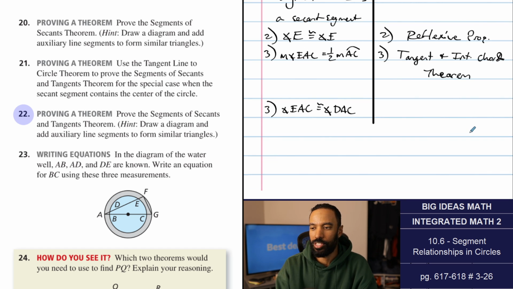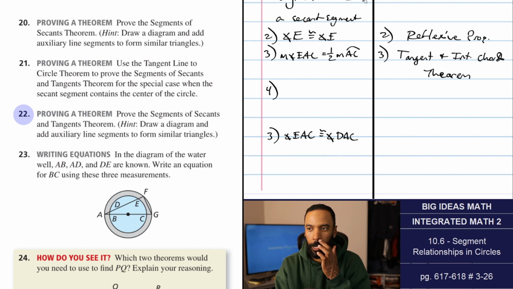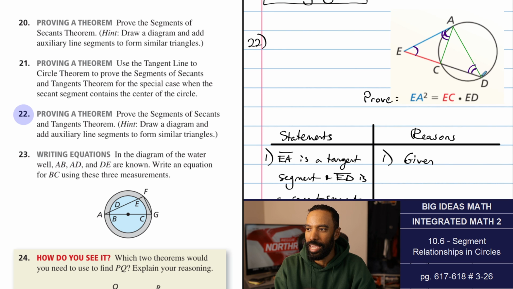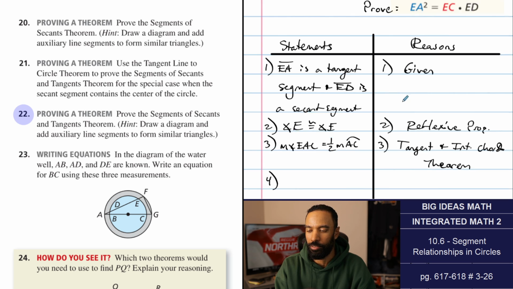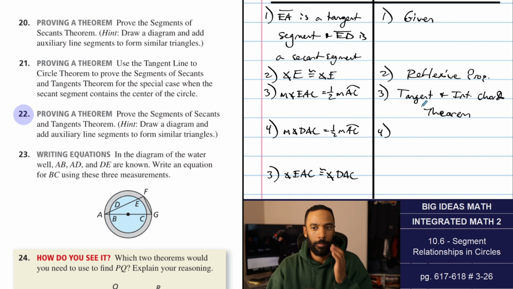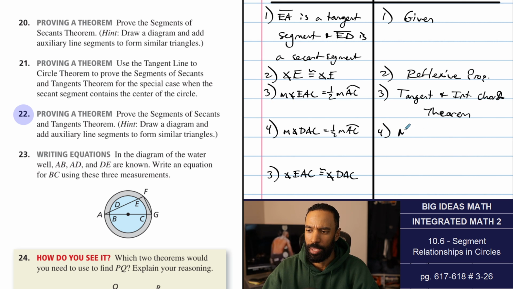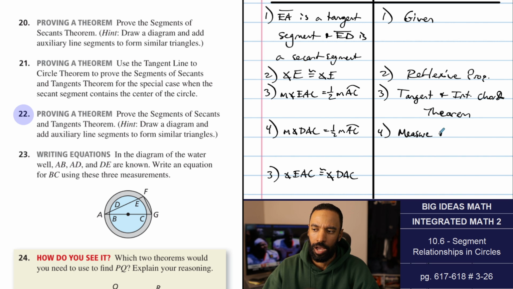So now the other is going to have the same thing, right? Step 4. I really got to lower this 3. I think it's going to be a few steps if I do this now. Step 4 will be the measure of angle ADC is also half the measure of arc AC. So measure of angle DAC is half measure of arc AC. That's just an inscribed angle theorem. Measure of an inscribed angle. Measure of inscribed angle theorem.